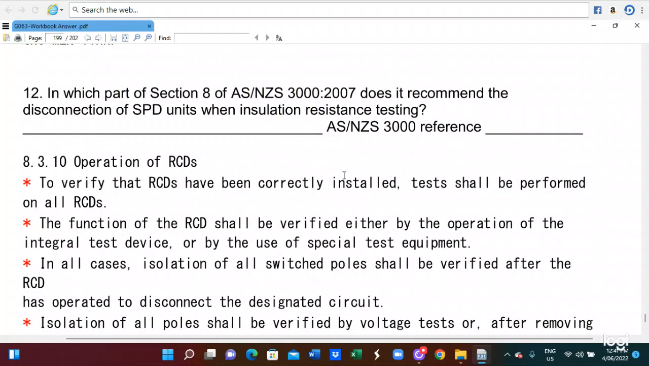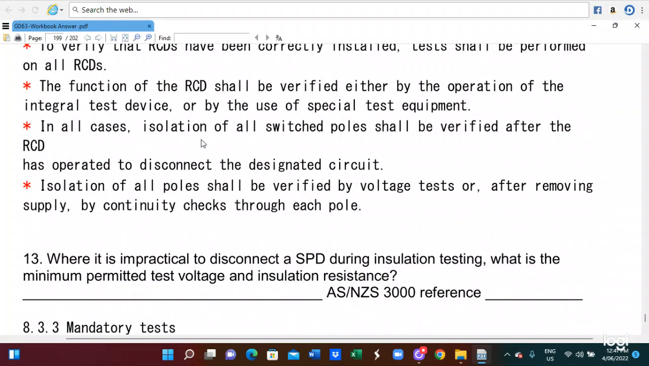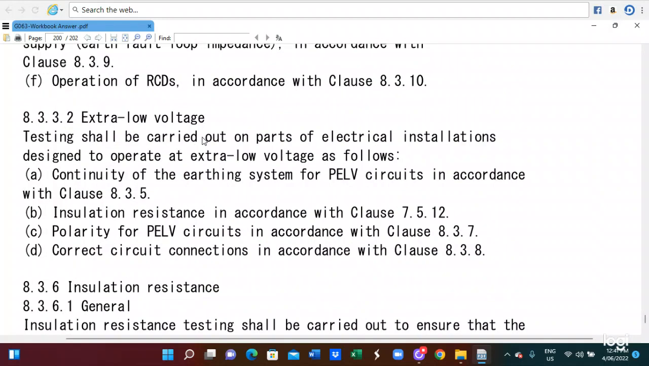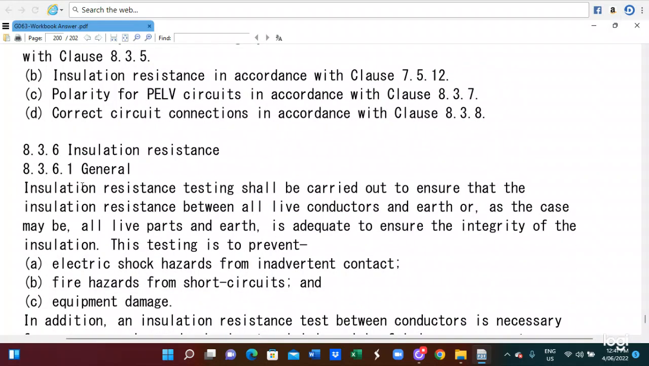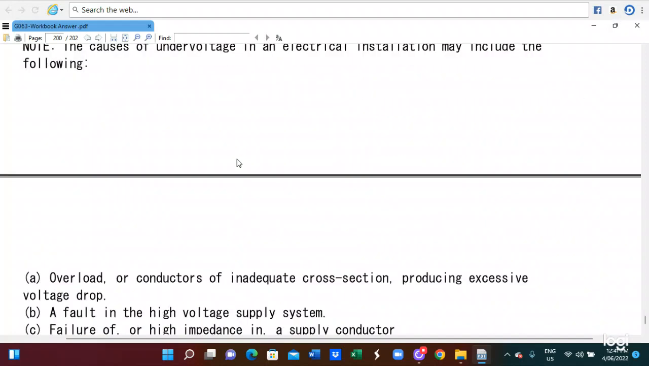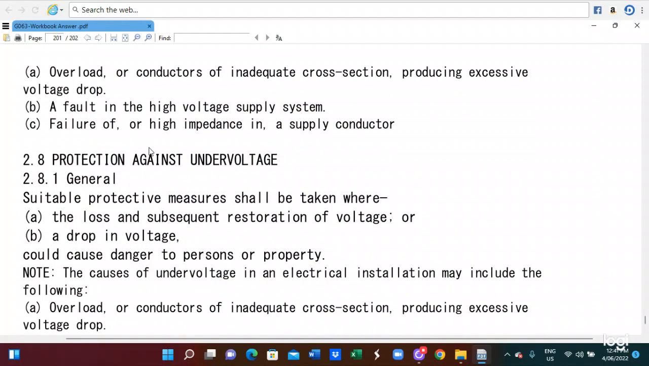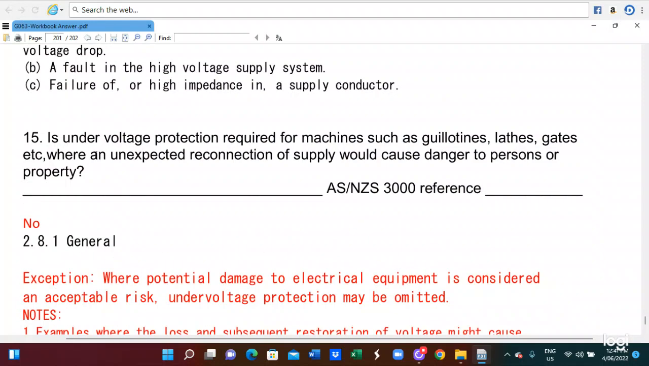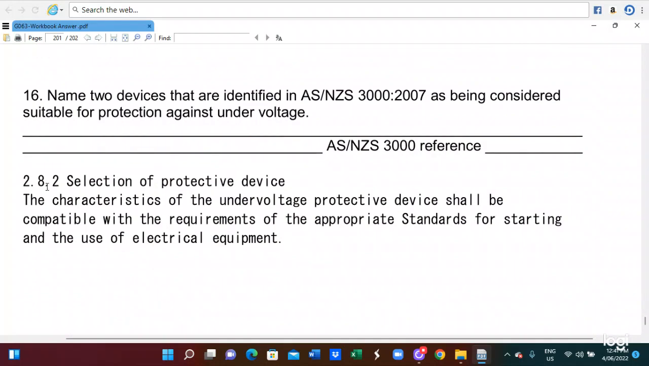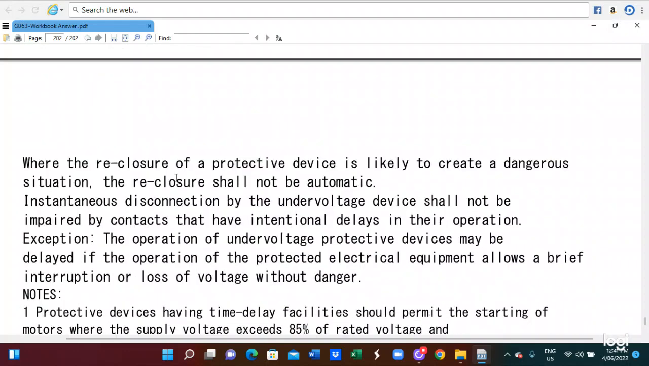And also we see this clause 8 by 3 by 10, operational RCD. Operational RCD, you can see on 2 by 8 by 3 by 10. Also the extra low voltage 8 by 3 by 3 by 2. You can also see the clause insulation resistance 8 by 3 by 6. And which connection is mandatory to provide undervoltage protection. So 2 by 8 by 1 is a clause 2 by 8 by 1. Protection against corrosion is 2 by 8 by 1 also. 2 by 8 by 1 is a general condition. 2 by 8 by 2 is a selection of the protective devices.